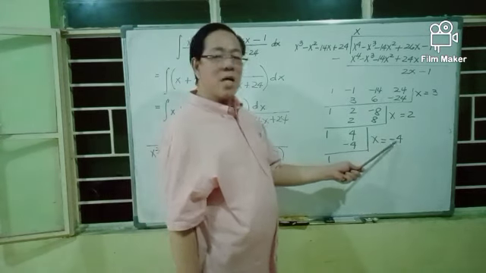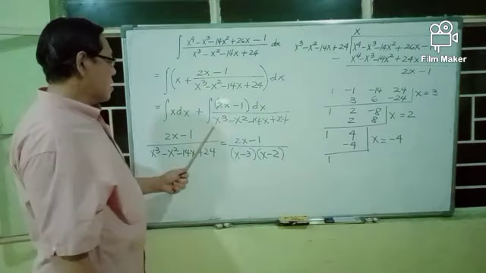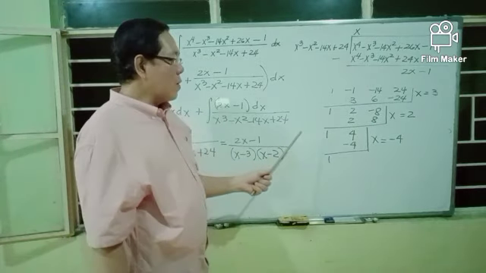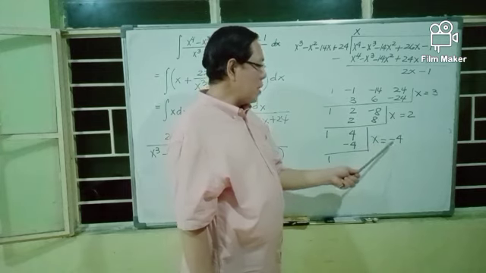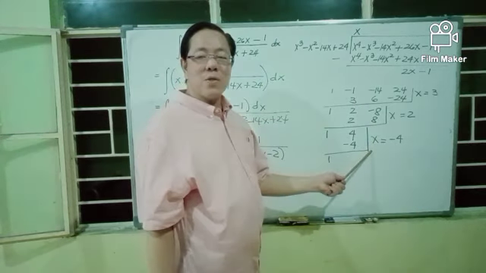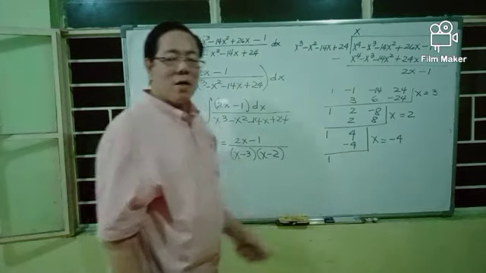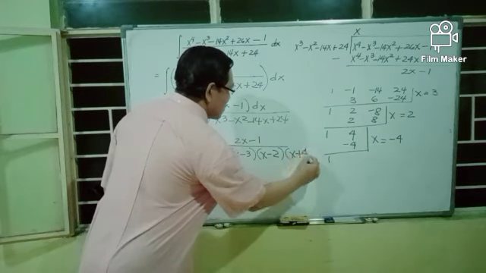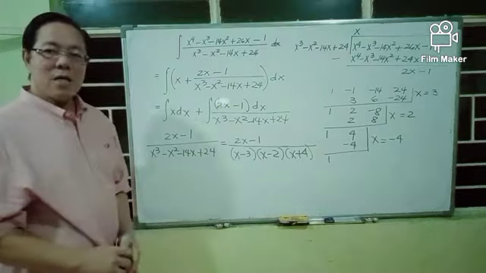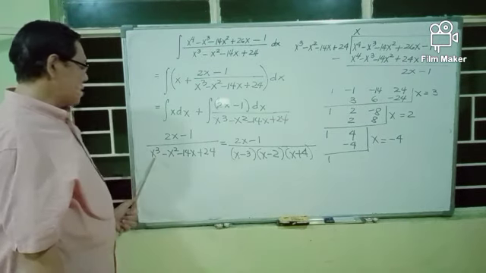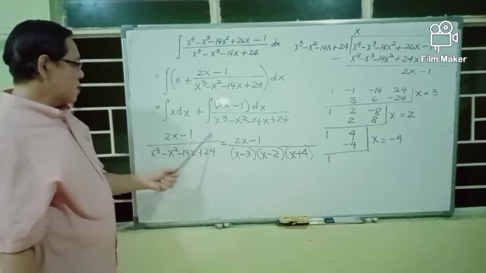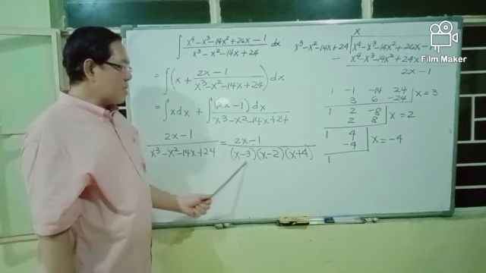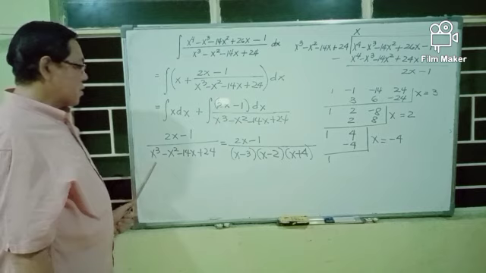That means x equals negative 4 is a root of this cubic equation if you equate this cubic expression to 0. Or equivalently, x plus 4, if you transpose negative 4 to the left hand side, you get x plus 4 is a factor. And the third and last factor, x plus 4, is the third and last factor of this cubic expression. Hence, this rational expression is equal to 2x minus 1 over these three linear factors of this cubic expression.